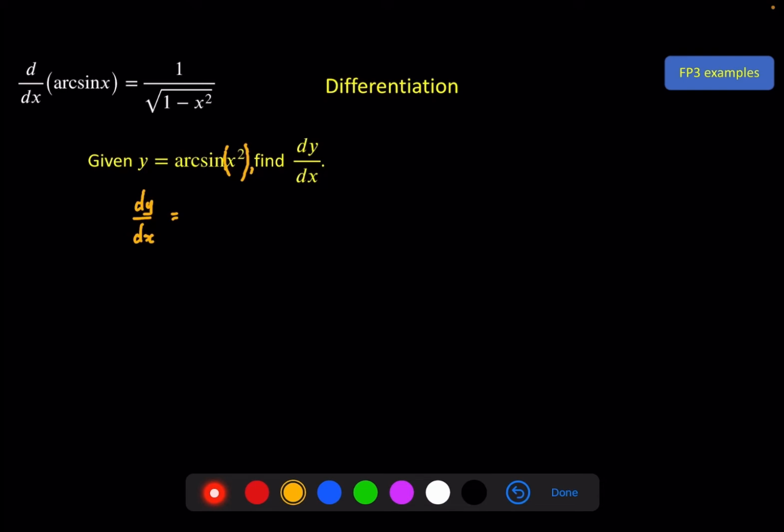And if you're watching a video like this, you've probably done this many times before. So we've got 2x from the derivative of the x squared times by the derivative of the outside function, so that's 1 over the square root of 1 minus x squared, where x represents the thing in the argument, but in our case this is x squared and then squared. So it's x squared from the question, squared from the formula. So if I tidy that up, we've got 2x over the square root of 1 minus x to the power 4.